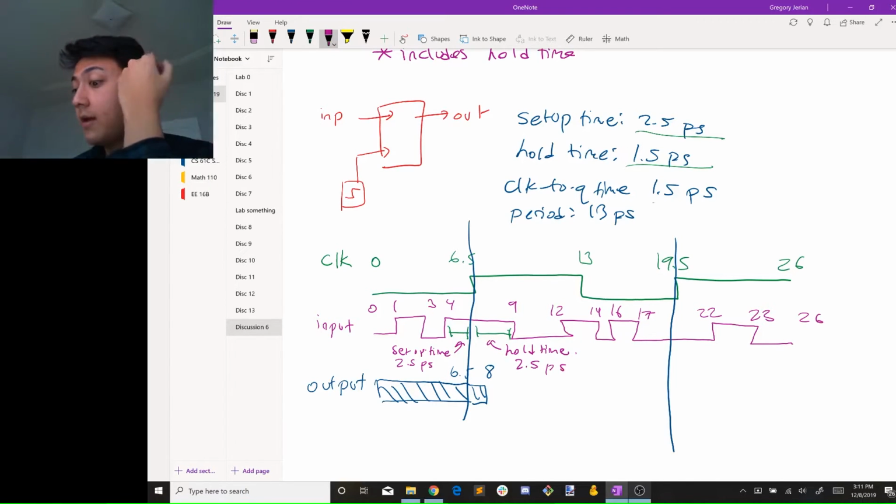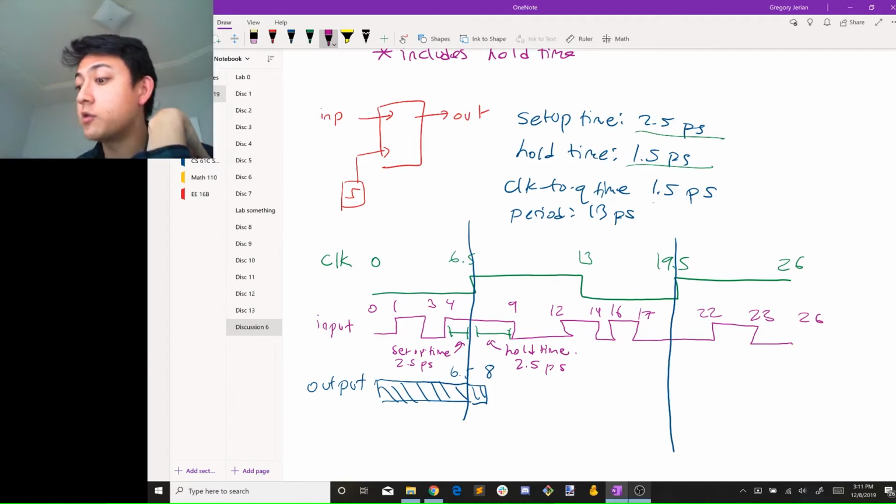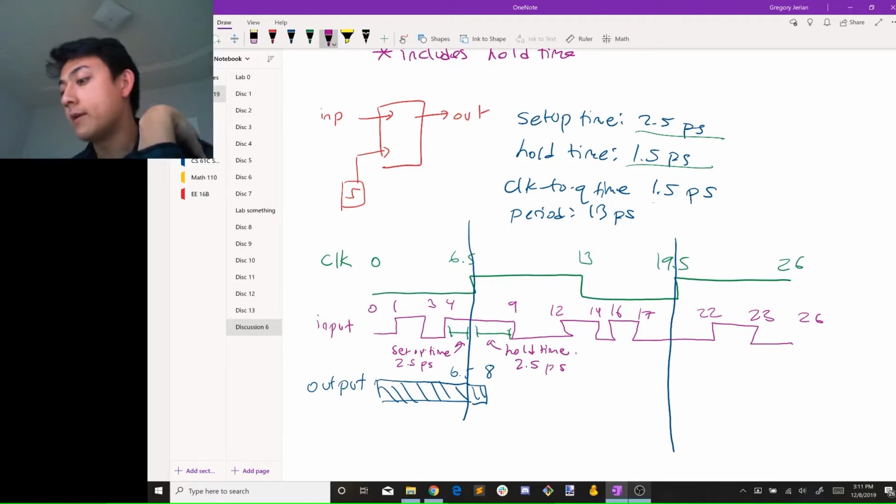Okay. So this circuit has enough time to set up and hold, because as you can see, there's 2.5 picoseconds of stability before the 6.5 time step, and there's 2.5 picoseconds of stability after the 6.5 time step. We just need 1.5 picoseconds of stability after and 2.5 picoseconds before. So this is totally fine.